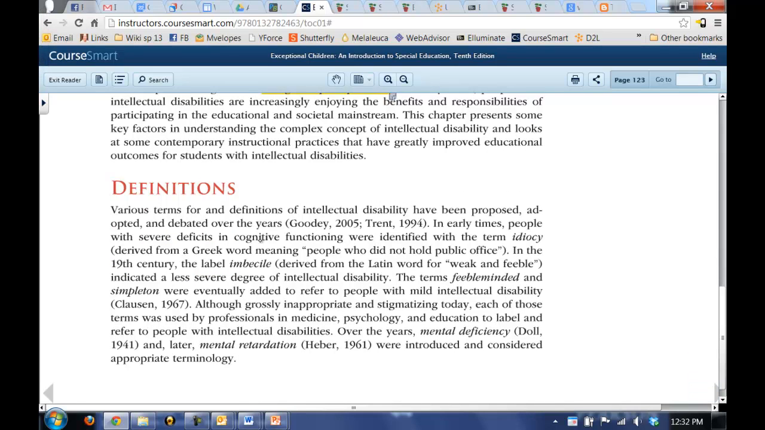Definitions have been proposed, adopted, debated over the years, and changing. In early times, people with this were called idiocy, I can remember that, or imbecile. I can remember my mom using that term for a neighbor boy that had some issues. They were feeble-minded. I'll give you a look at that. How about this one? Simpleton.